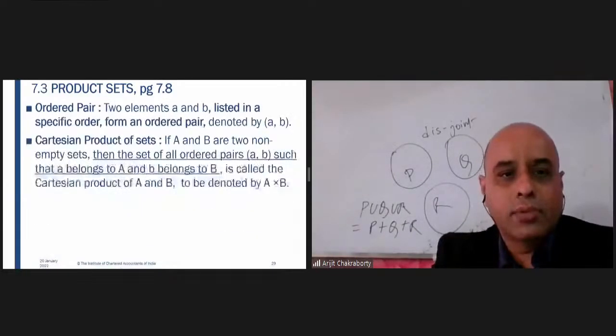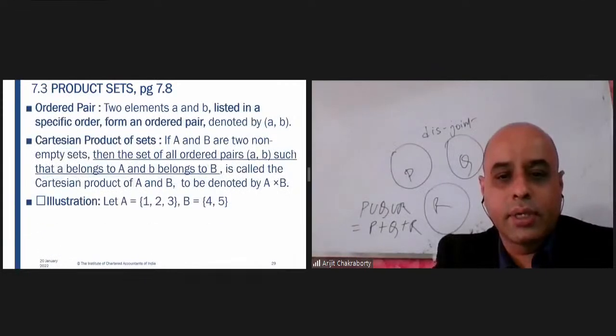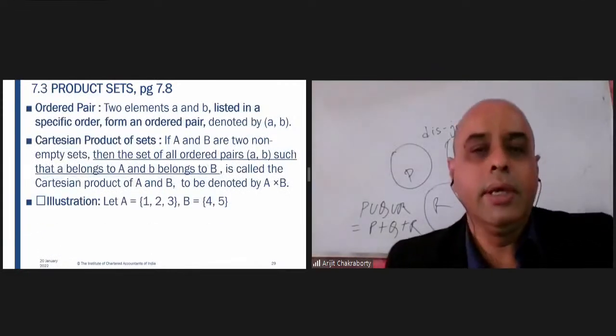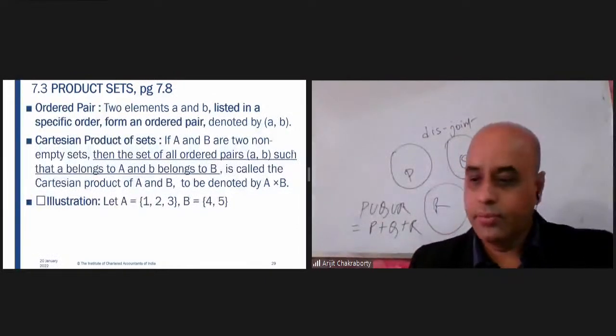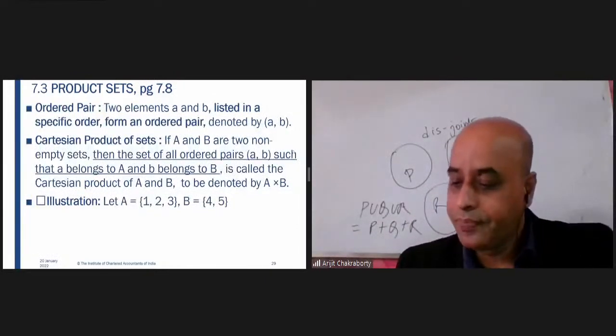Now the last one is the product set, the Cartesian product. If there are two sets A and B, say for example A is 1, 2, 3 and B is 4 and 5, what we do is very simple.